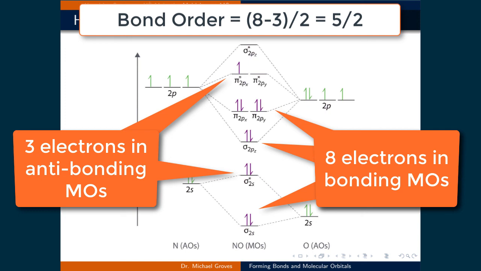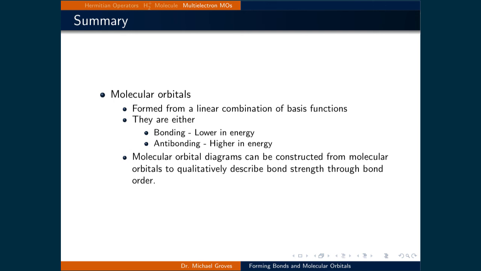In this lecture, we examine molecular orbitals and their relationship to bonding in order to qualitatively understand the strength of bonds as described by quantum mechanics. We saw that two types of molecular orbitals exist, bonding and antibonding, where bonding molecular orbitals are lower in energy than antibonding orbitals. Based on this, we can build molecular orbital diagrams, which we can use to calculate bond order. Bond order is a qualitative value which can be used to determine trends in bond strengths.